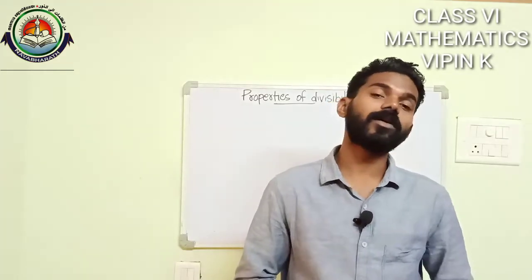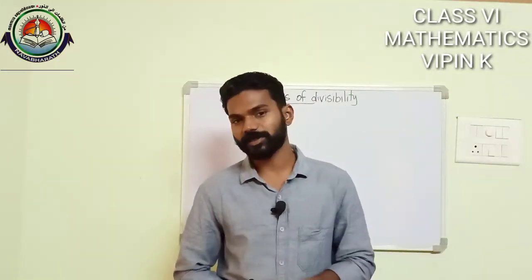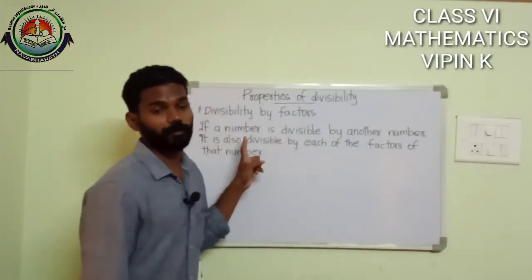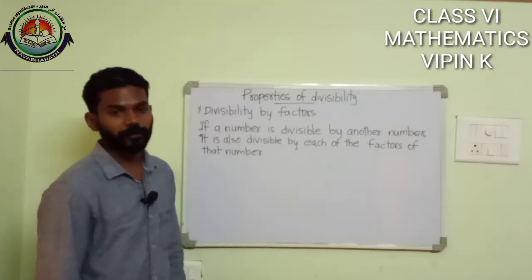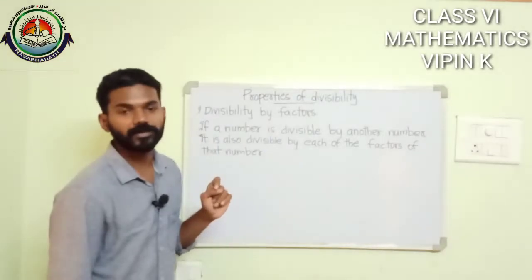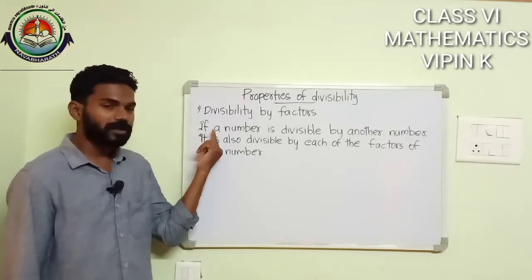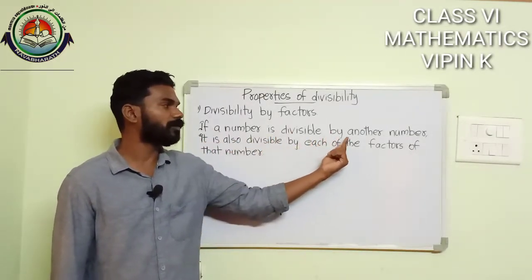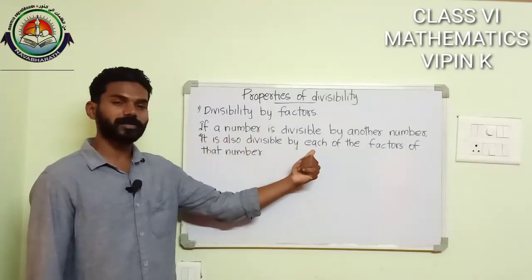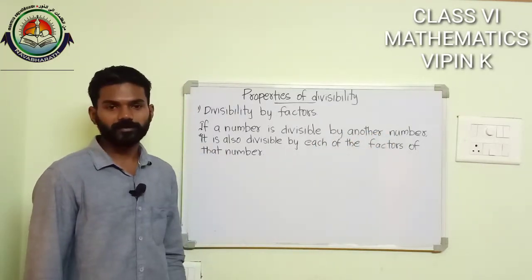And here there are four properties of divisibility we have to discuss today. So let's discuss them one by one. Here comes the first property related to divisibility: divisibility by factors. And what is the property saying? The property says that if a number is divisible by another number, then it is also divisible by each of the factors of that number.